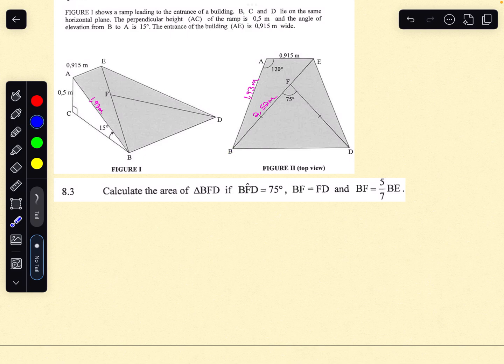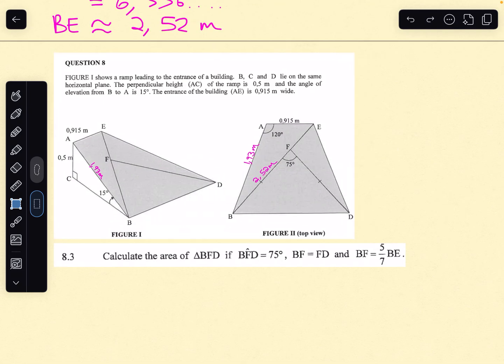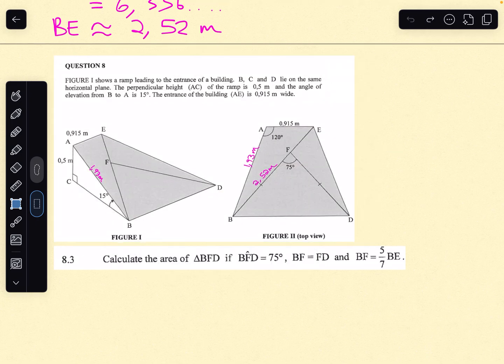Okay, so a nice simple fraction calculation. I am just trying to move this thing. I just want to move this up, make it more central here so that we can see that 2,52 is the whole of BE, not just BF.